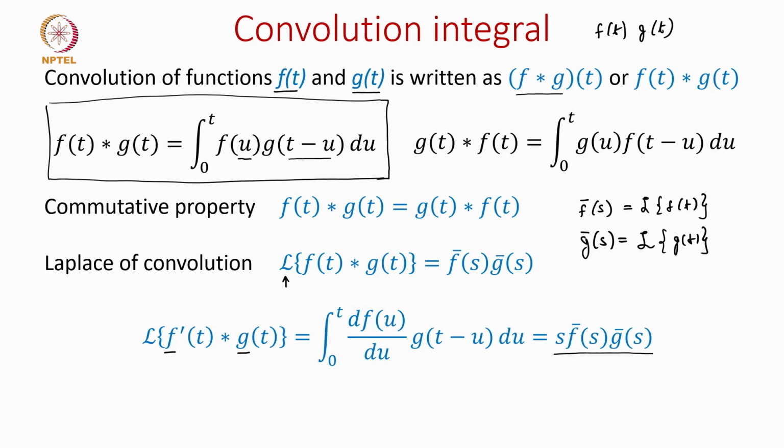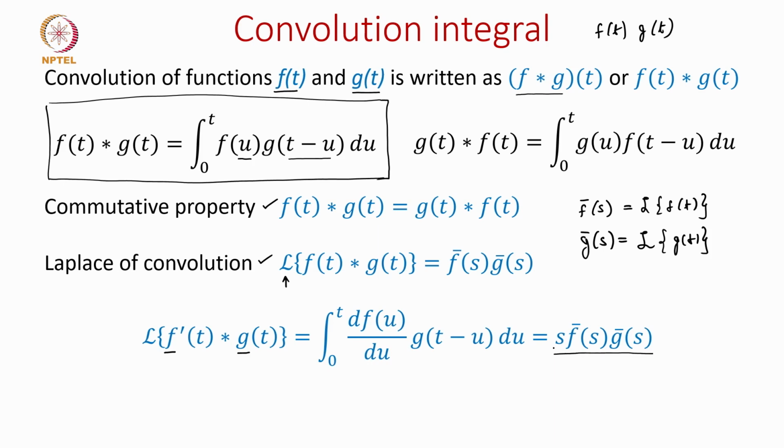we showed you three properties. First is the commutative property, second saying that if we take the Laplace of convolution between two functions, we get the product in the Laplace domain, and then if we take the Laplace of the first derivative of a function convolved with another function g, we get, in the Laplace domain, simply s times the Laplace of the first function times the Laplace of the second function, f of s and g of s.